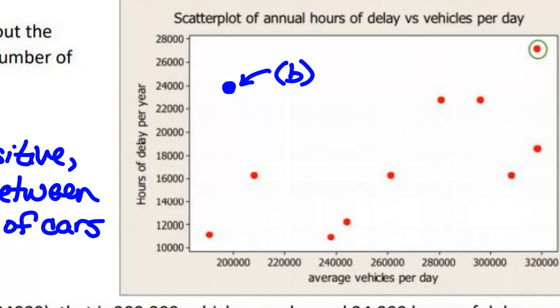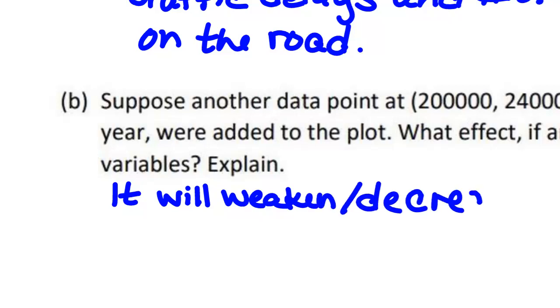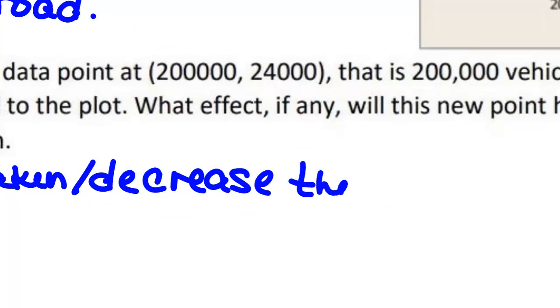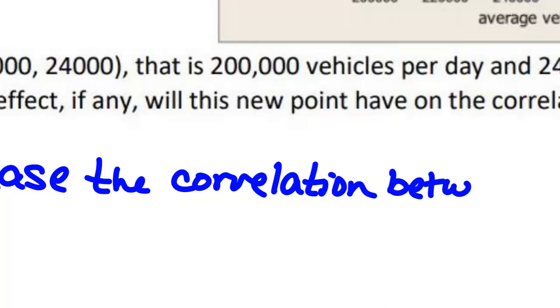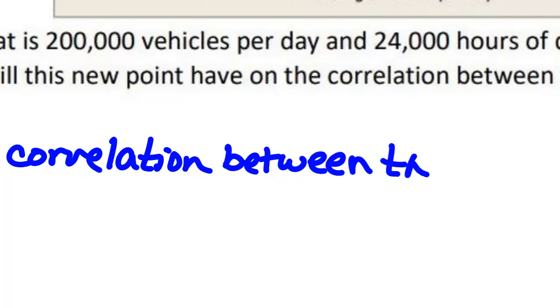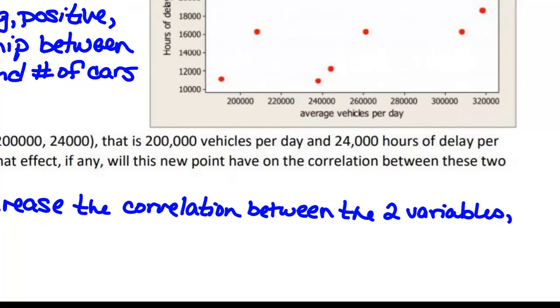If it was somewhere in this cluster of dots, that would make it look more like a line than it did before, right? But it's way out here. So I would say it's going to weaken the correlation, or decrease the correlation between the two variables, because it doesn't follow the roughly linear pattern of the other points.